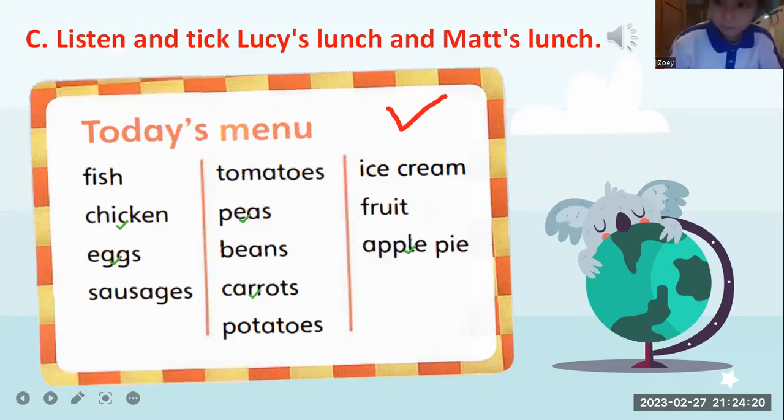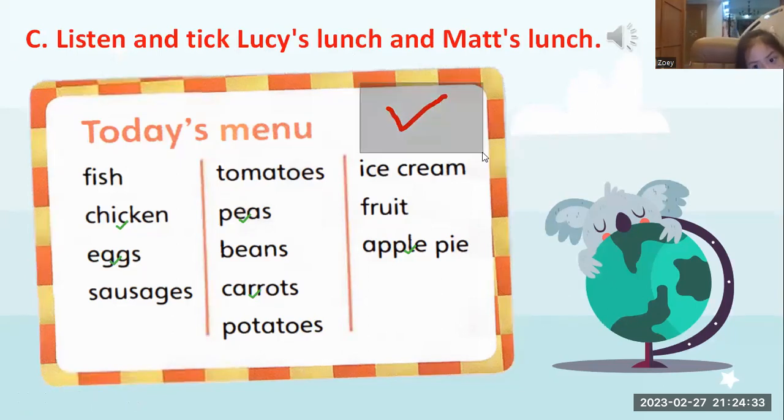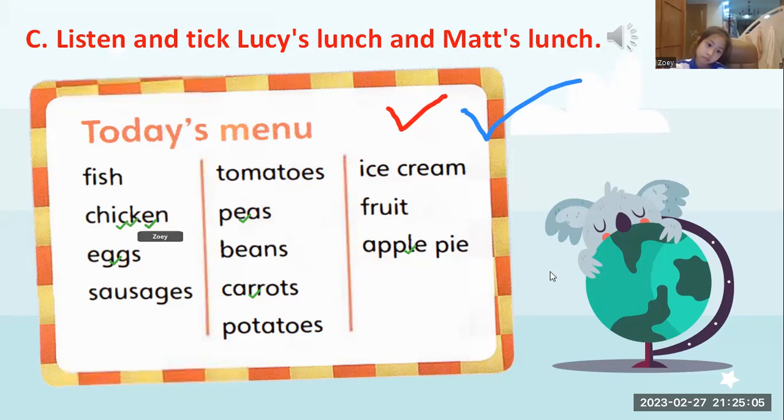I don't know. 17C. What's on the menu? Listen and tick Lucy's food with your red crayon. Lucy, what would you like for lunch? I don't know. Yes, some chicken, please. What would you like with the chicken? Carrots and beans for me. Listen and tick Matt's food with your blue crayon. What would you like for lunch, Matt? Fish and peas today. And can I have some apple pie too? Okay.